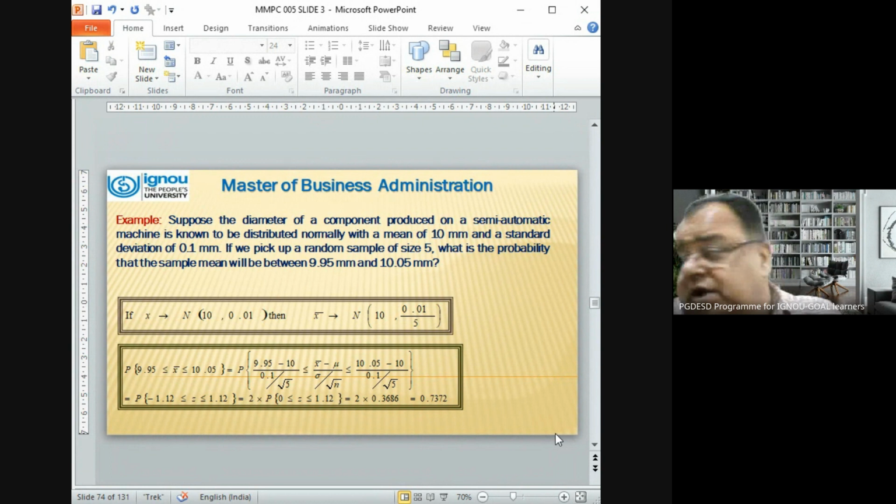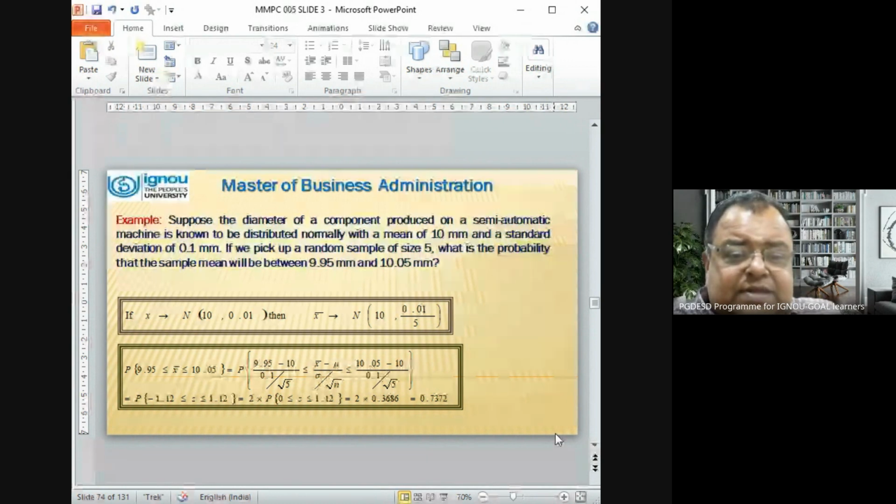If we pick up a random sample of size 5, what is the probability that the sample mean will be between 9.95 mm and 10.05 mm? Can any one of you tell me what is the difference between this problem and what we did last night, if you remember? My basic aim is to make you understand what the problem is and how it can be solved, and what information we have and how to apply it.